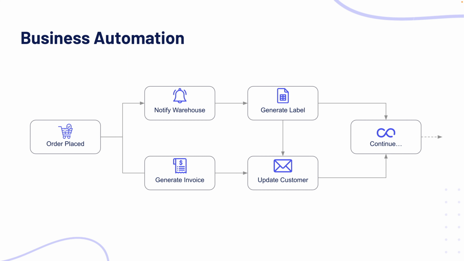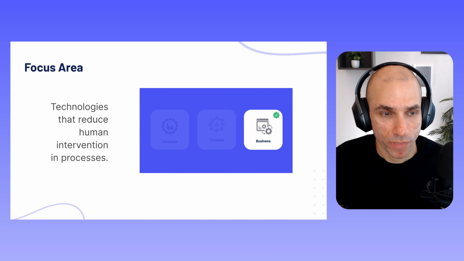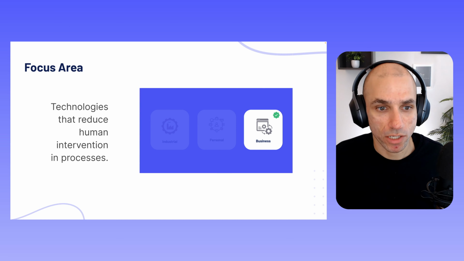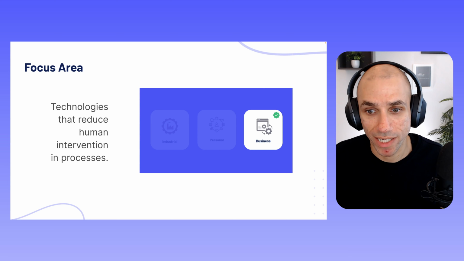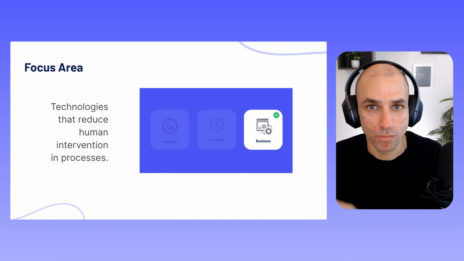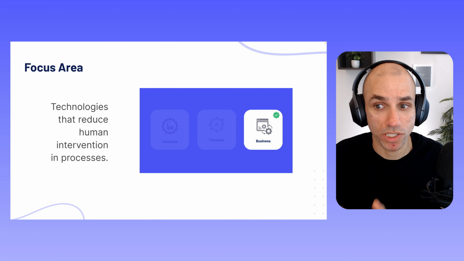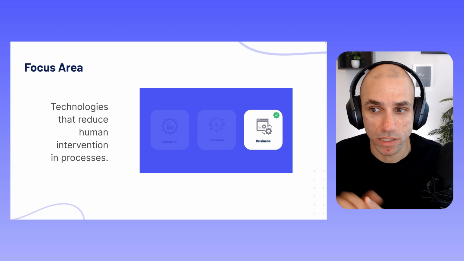So all these things, if they're happening manually and they're time consuming, of course, and if they're well defined and rules based, we can automate them. And in this context, this is called business automation. So again, automation is technologies that reduce human intervention in the processes. There are 3 types of automation: industrial, personal, and business. Our focus for this particular course is going to be business automation.